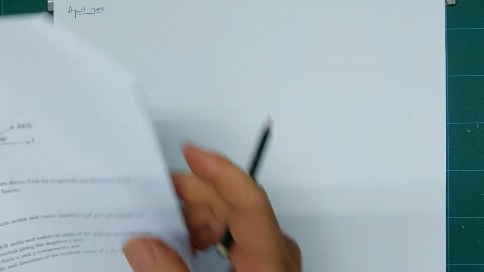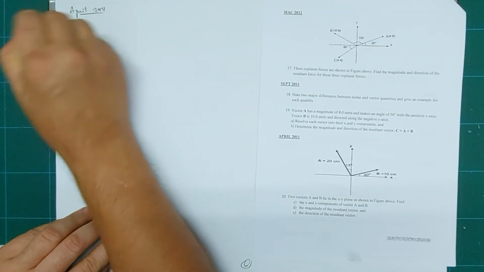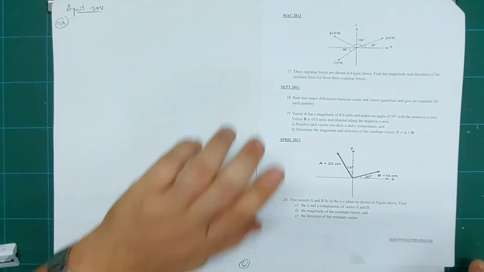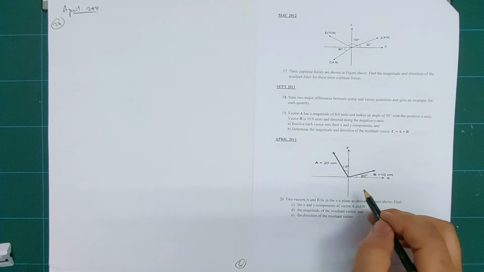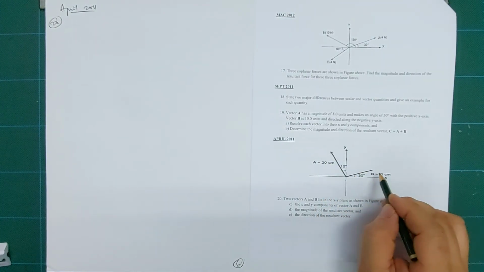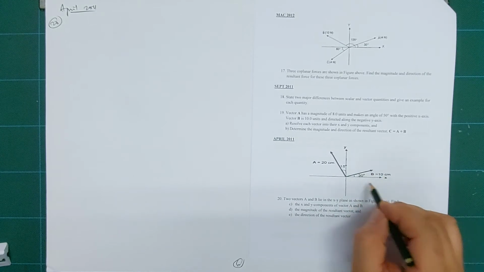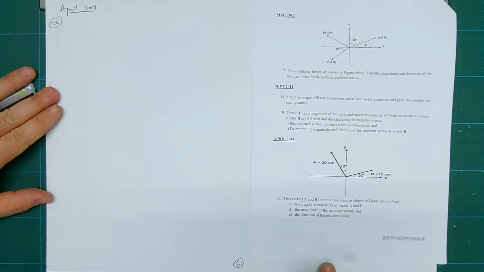April 2011, question 20. Two vectors A and B lie in the XY plane as shown in the figure above. Given A is 20 cm at 15 degrees from the vertical, and B is 10 cm at 30 degrees from the horizontal. Find the XY components for each vector.